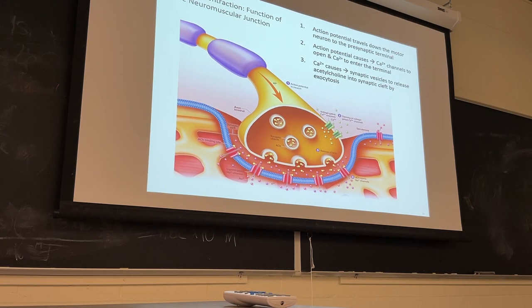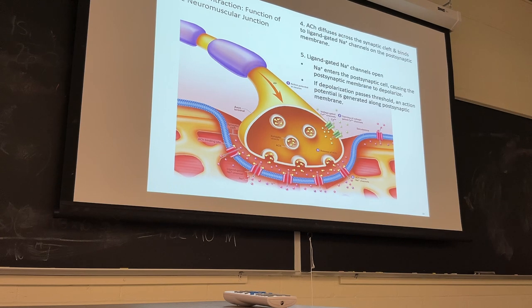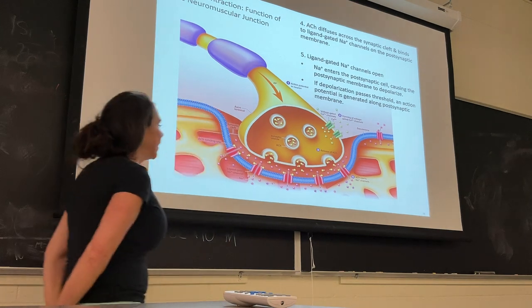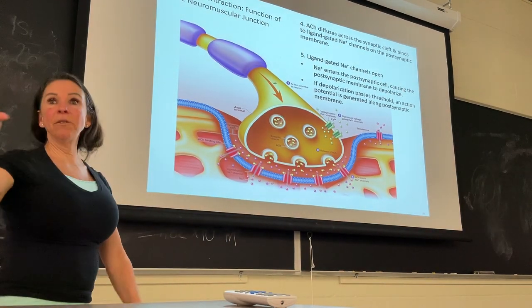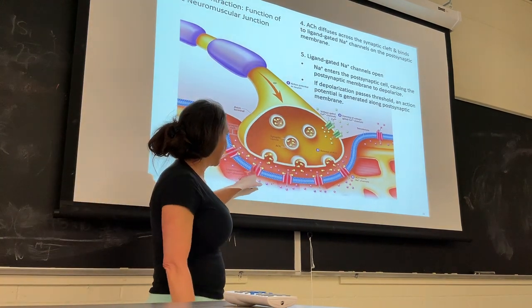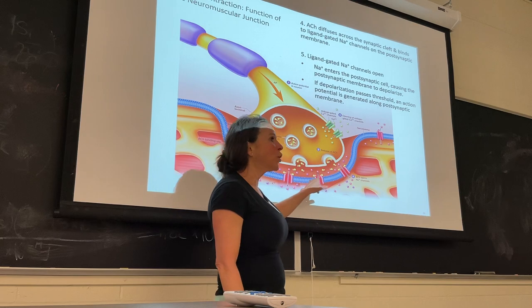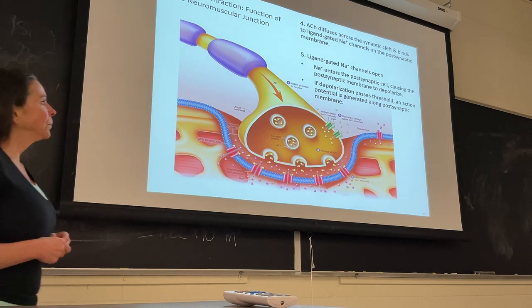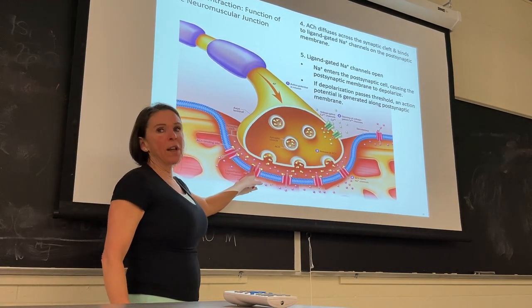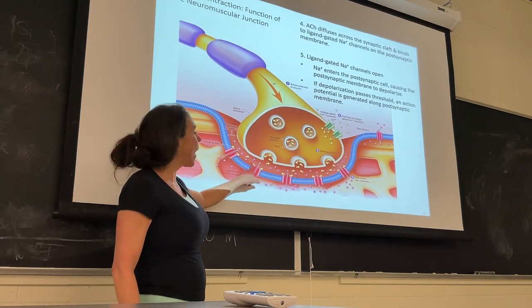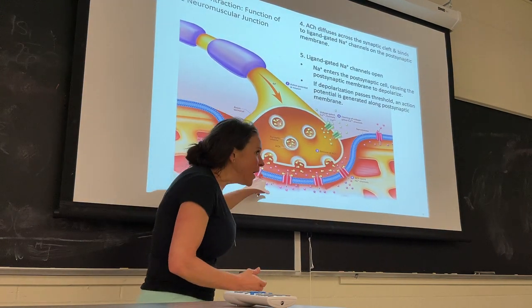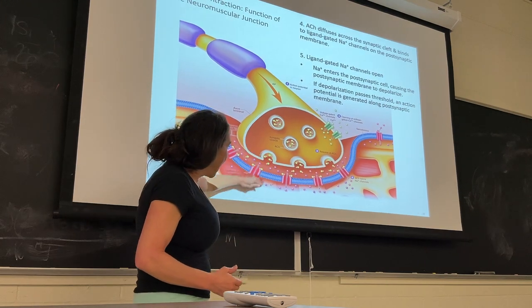Okay, that's three steps. Moving on. Now the acetylcholine, step number four, diffuses and makes its way across the synaptic cleft and attaches to a ligand-gated channel. It needs that neurotransmitter in order to open. That's a sodium ligand-gated channel. When the neurotransmitter attaches to that receptor, it opens the sodium channels. Sodium now rushes in.